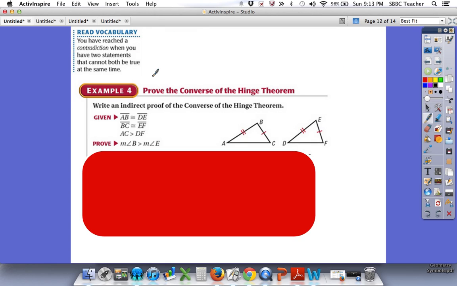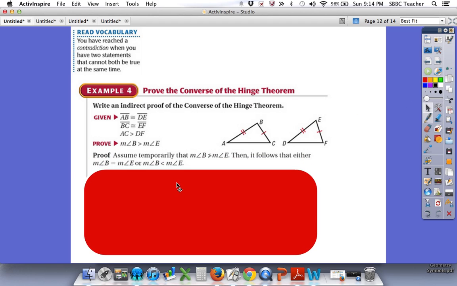Now we're going to use this indirect proof to prove the converse of the hinge theorem. We need to write an indirect proof of the converse of the hinge theorem. We are given that AB is congruent to DE, BC is congruent to EF, and AC is greater than DF. We need to prove that the measure of angle B is greater than the measure of angle E. So we're going to do proof by contradiction.